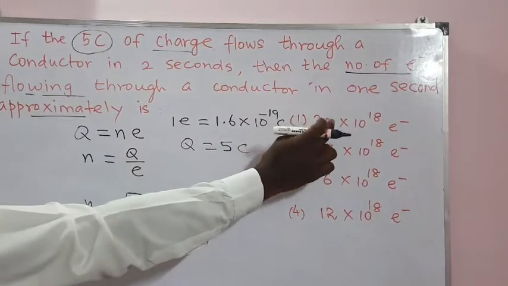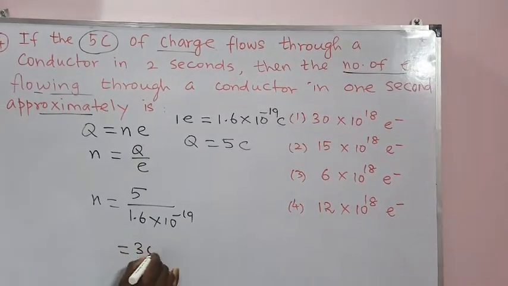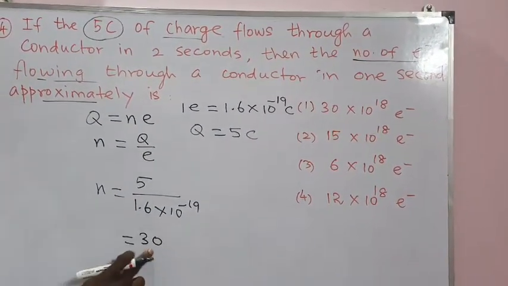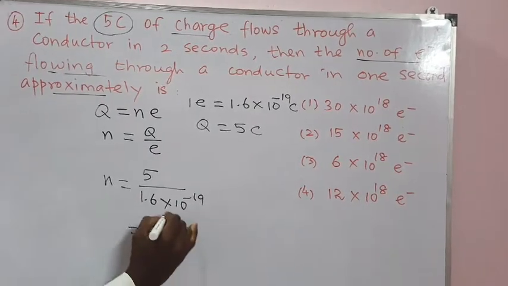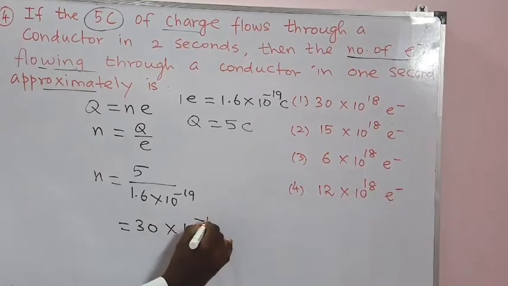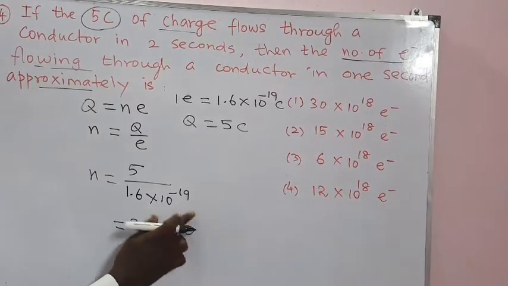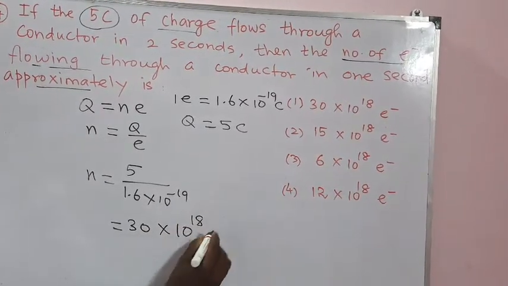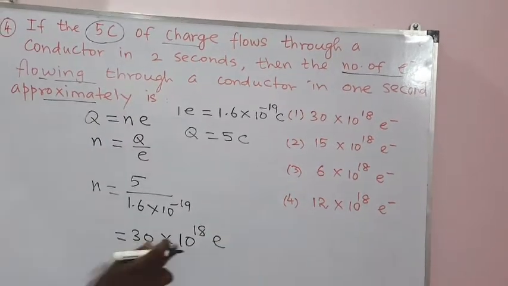So the answer will come to about 3.1, that is 3 point something. So 3 into 10 power minus 19 moves up, becoming 10 power plus 19. So the answer is about 10 power 19 electrons, 30 nearby.